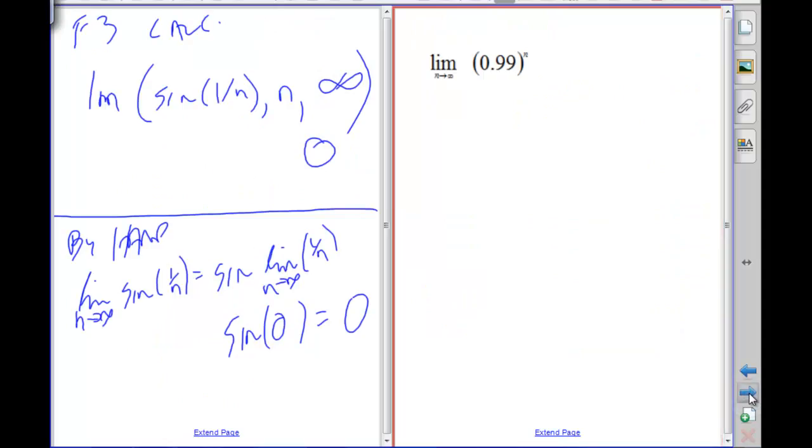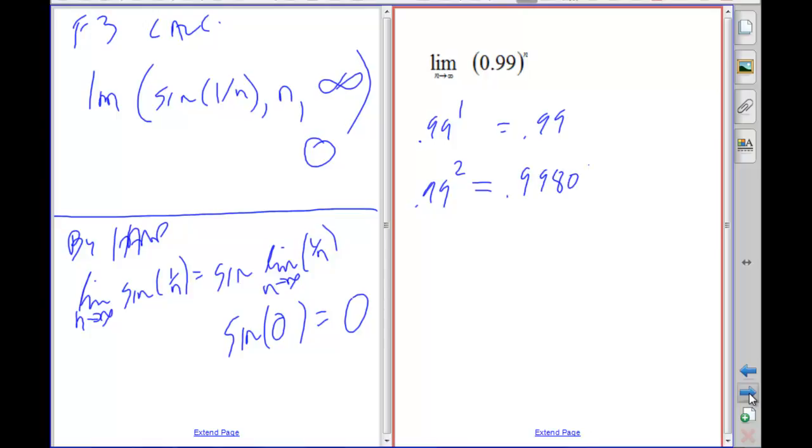Let's try this on the next one. This one might help on the calculator too because I'm not familiar with my powers of 0.99. We can see what they look like. 0.99 to the first. How about 0.99 squared? I'm going to have to ballpark it at 0.98. Actually 0.9801, okay. How about 0.99 to the third? 0.97 probably.